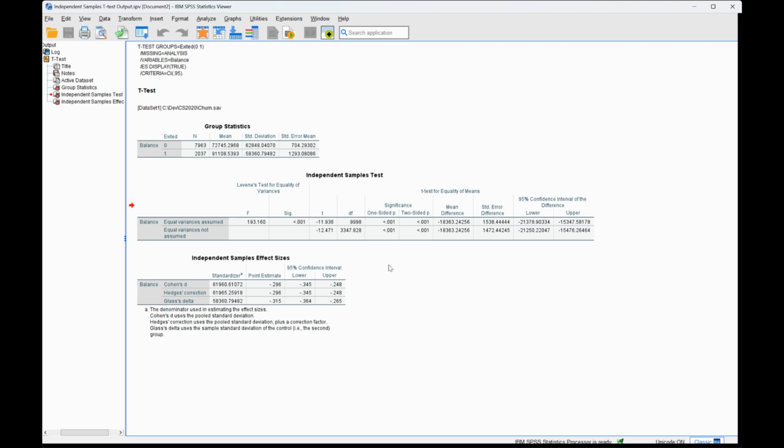Instead, here's a correct way to think about it. The p-value is the probability of seeing a result this extreme or even more extreme if the null hypothesis were actually true. In plain English, if there really were no difference between the groups, if customers who stayed and customers who left had the same average balance, then a difference of 18,000 euros would be incredibly unlikely.